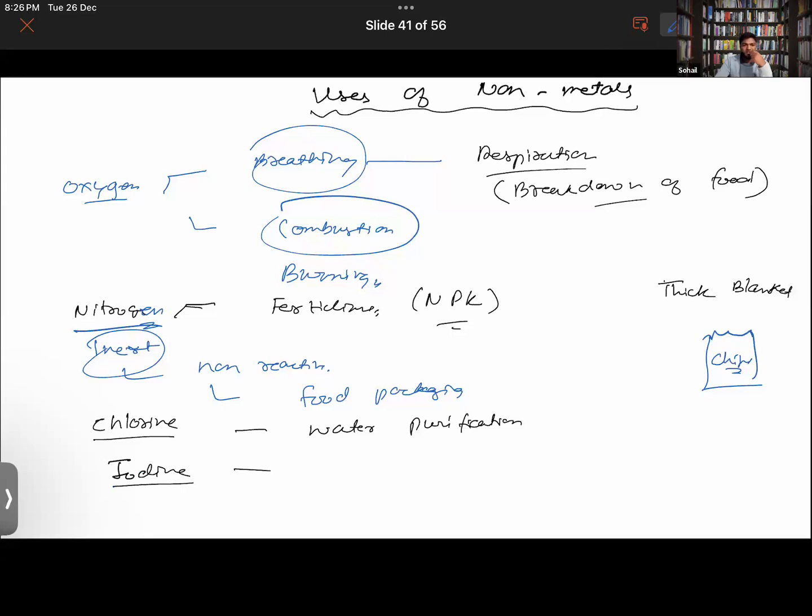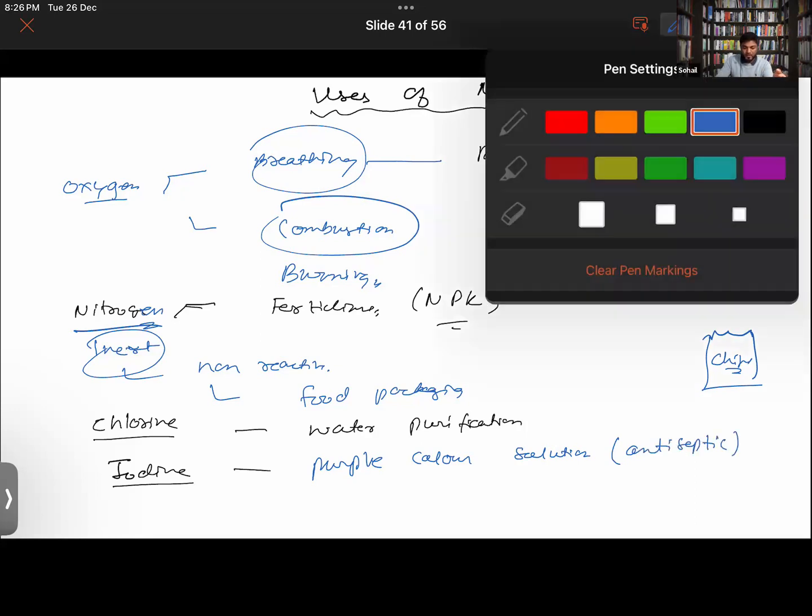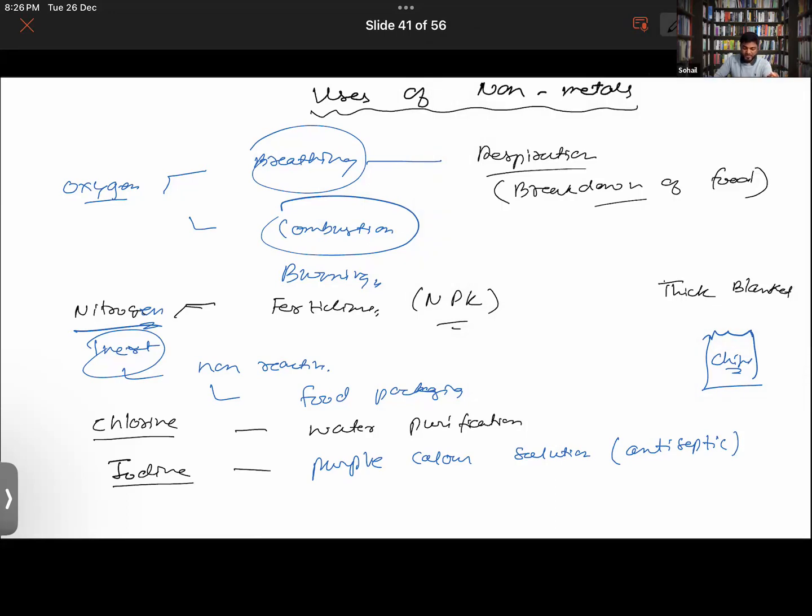Also, you might have seen that it is a purple color solution, and it is used as an antiseptic. If you ever had a wound or cut and went to the doctor, they would apply a purple color solution over it. Then the doctor places cotton over it, right? That antiseptic is basically iodine. It is also called tincture of iodine, which is applied on cuts or wounds, right?